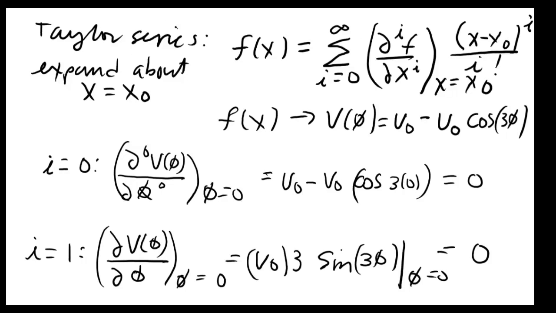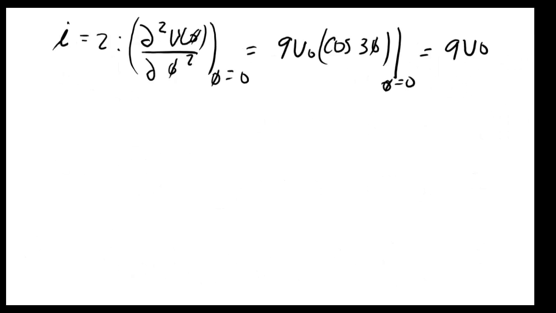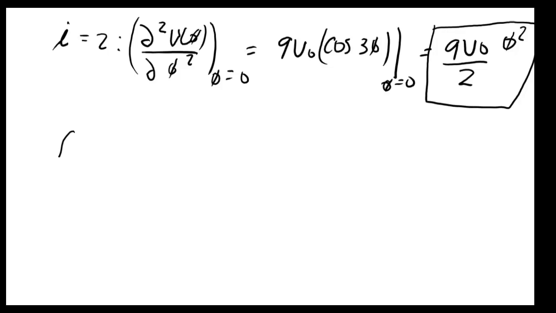So we'll go back here. For i equals 2, this will mean x minus x0, or phi minus phi 0, and phi 0 is 0. So this would just be phi, i is 2, phi squared divided by 2 factorial, which is just 2. So this is what the second term in the Taylor series expansion is. So now we have our potential function, V of phi, expanded to second order in the Taylor series, which is just 9V0 over 2 times phi squared.